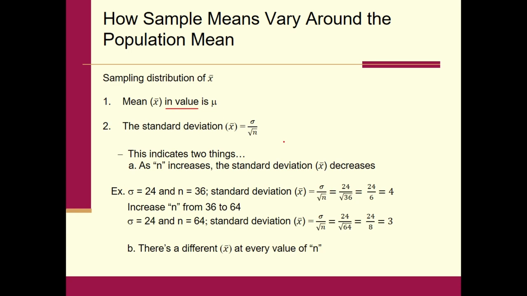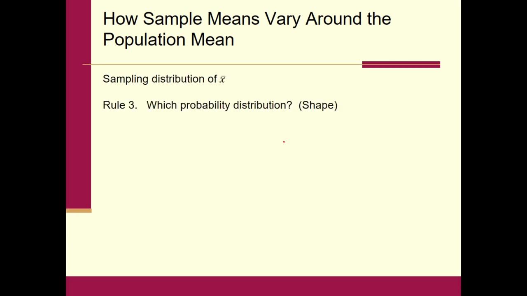All right. So the third thing that we have to talk about: we talked about the mean, we talked about the standard deviation. The third thing we have to talk about is which probability distribution it takes on. What shape? Okay.